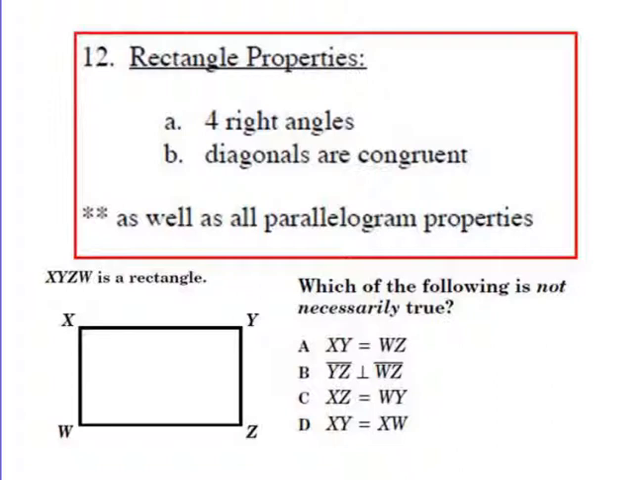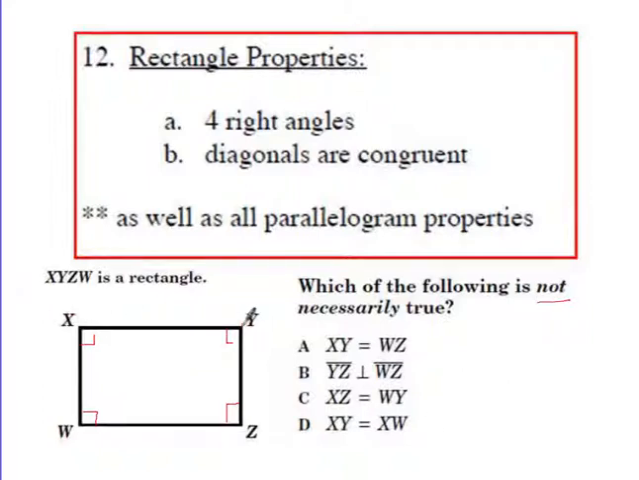Rectangle. A rectangle is a parallelogram, so it has everything a parallelogram has plus a little bit more. So the main thing with a rectangle is that it has 4 right angles, and that the diagonals are congruent. So this question, they're telling us it's a rectangle, and it says which of the following is not necessarily true. Watch out for those nots. Like I said before, those are the ones that always throw me off. So we want something that's not true.